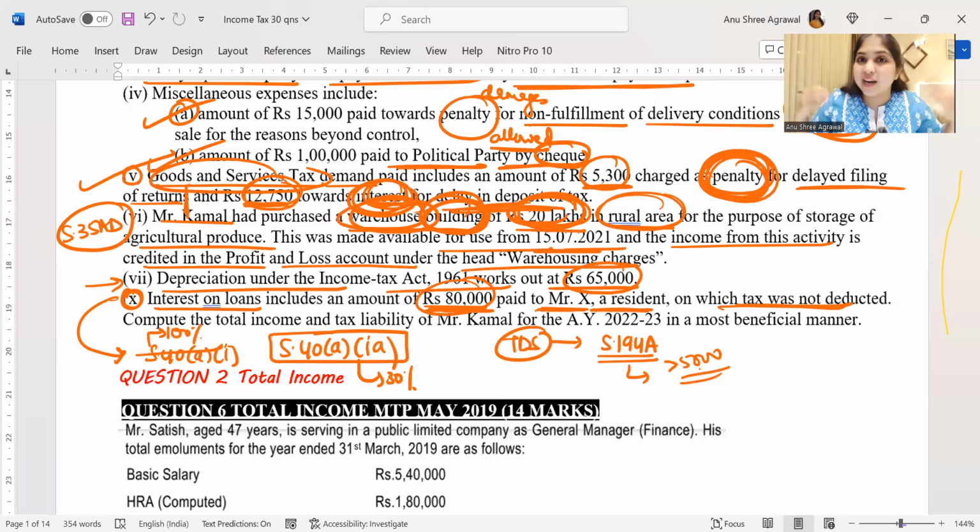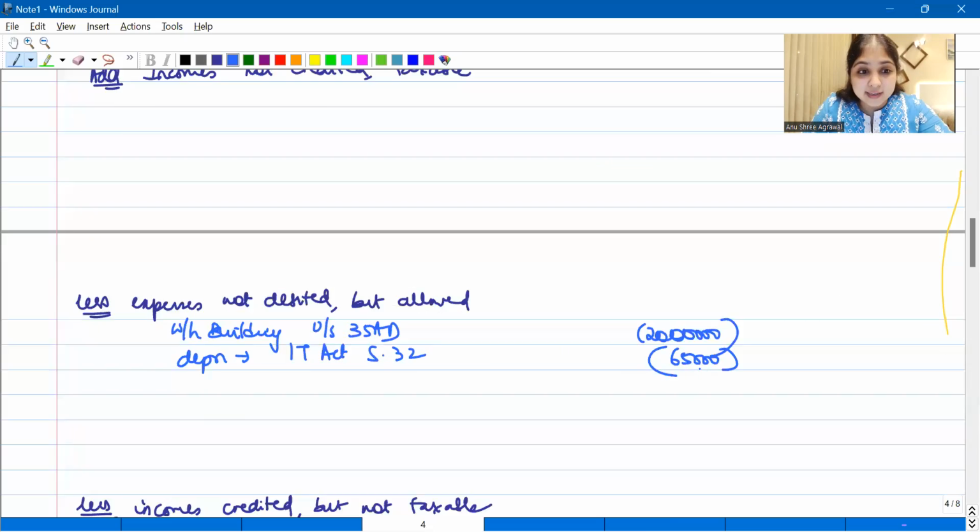TDS is applicable, but I did not deduct tax. So come on, disallow. Disallow under 40A1A. How much will we disallow? 30% we will disallow. But tell me, is this also a reversible disallowance? Yes, which means once we rectify the default, once we have deducted and remitted the tax, it's going to be allowed in that year. So come on, let us go ahead, let us disallow.